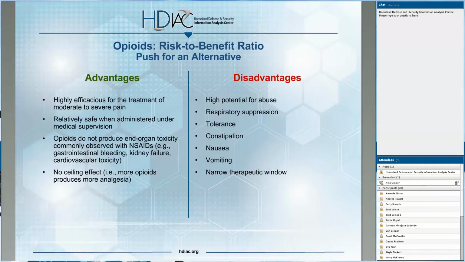And interestingly enough, there's also no ceiling effect associated with opioids. That is to say that more opioids produce more analgesia. Now, with that in mind, some of the disadvantages, which I previously mentioned, one, of course, is the high potential for abuse. Opioids, like other illicit drugs, of course, opioids are not illicit, but drugs that make people feel good have a high potential for abuse.